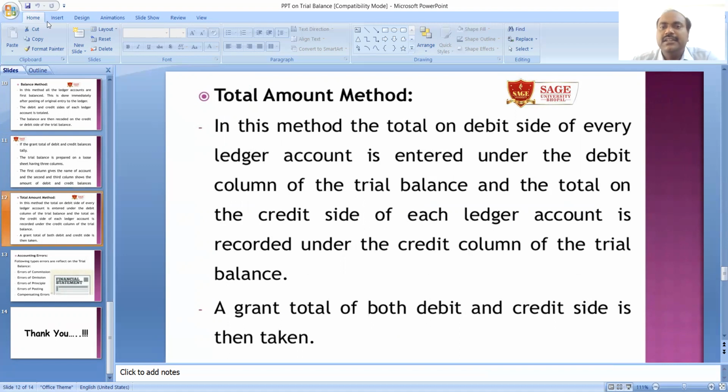The second method of preparing a trial balance is the total amount method. In this method, the total of the debit side of every ledger account is entered under the debit column of the trial balance, and the total of the credit side of each ledger account is recorded under the credit column of the trial balance. A grand total of both debit and credit sides is then taken, and if the totals of both sides tally, we can say that the trial balance is prepared in a strict and correct manner.